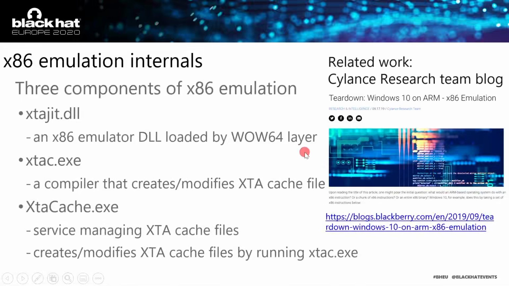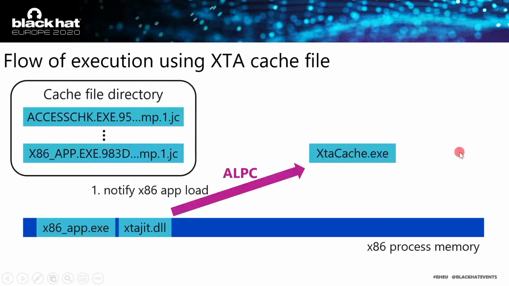How does emulation work? Before explaining, I introduce three major components of x86 emulation. XTJIT is an emulator DLL loaded by WOW64 layer. XTA compiler is a compiler that creates or modifies XT cache files. XT cache service is a service program that manages XT cache files. It also creates or modifies XT cache files by running the compiler. From now on, I show some reverse engineering results of x86 emulation and XT cache file.